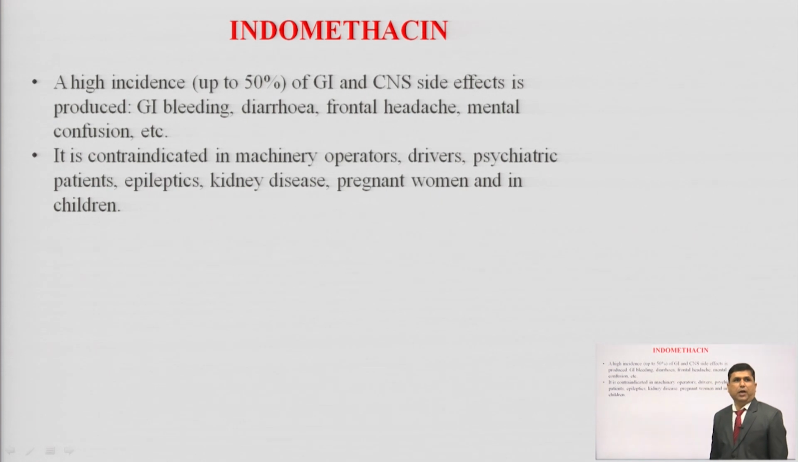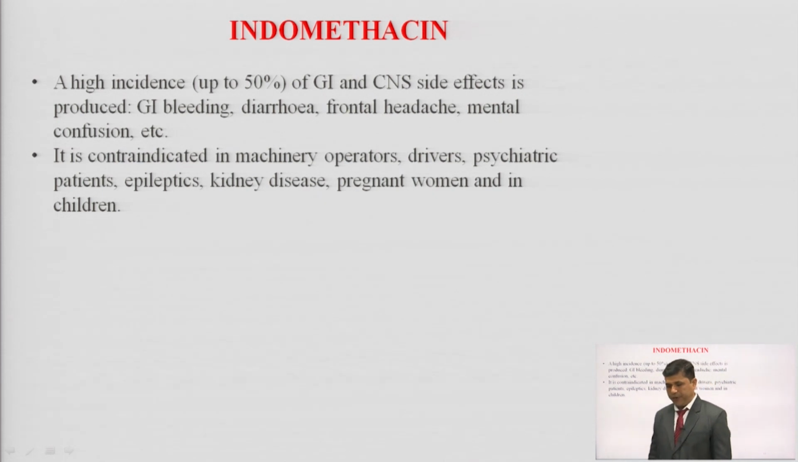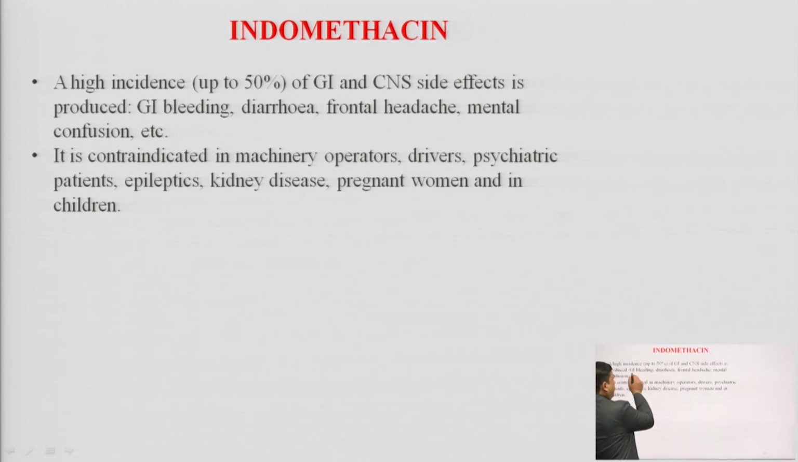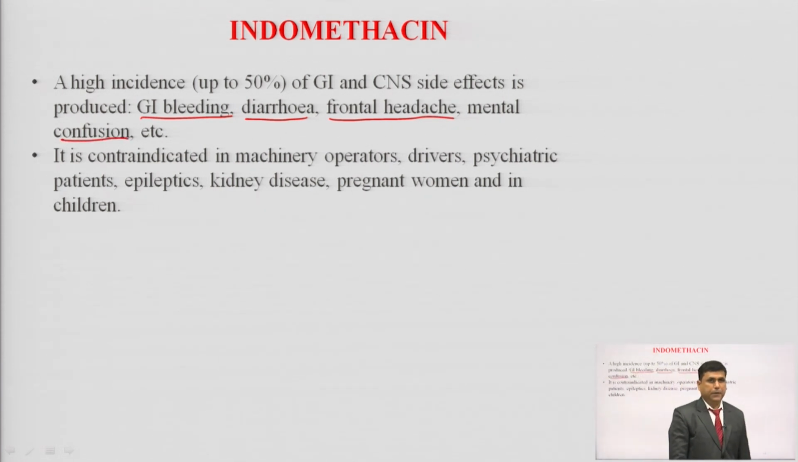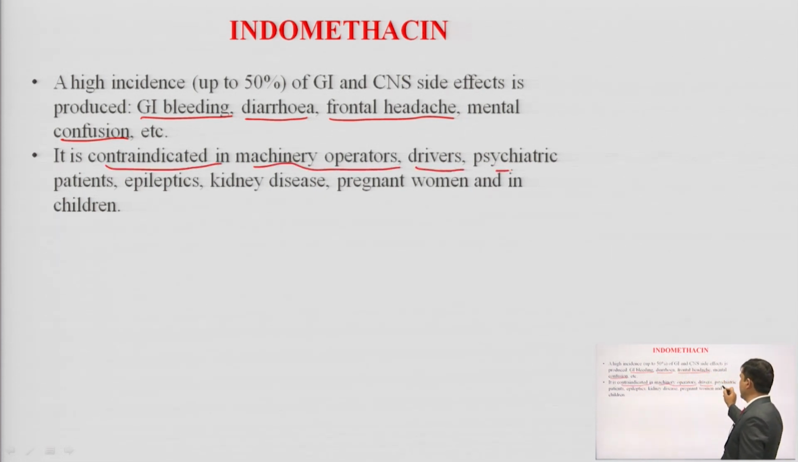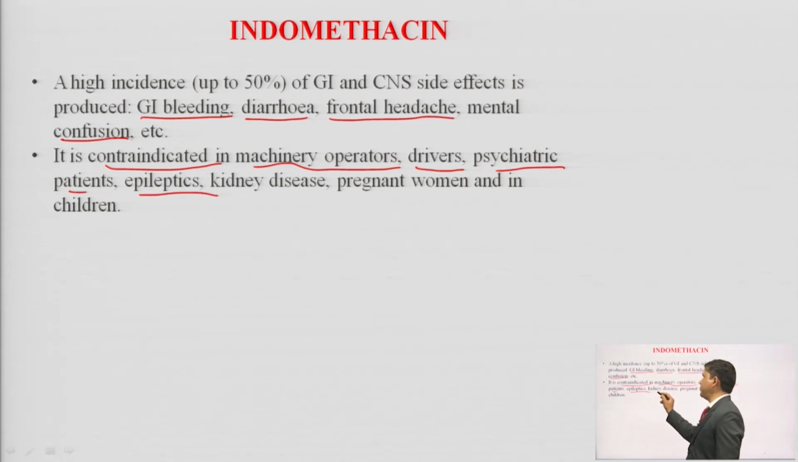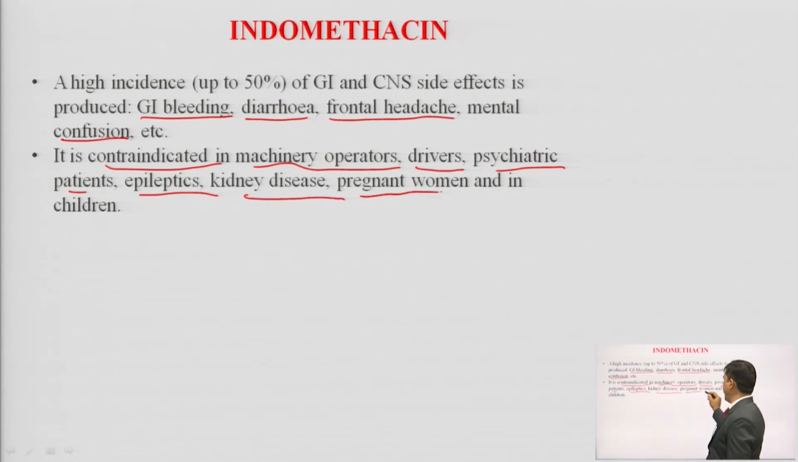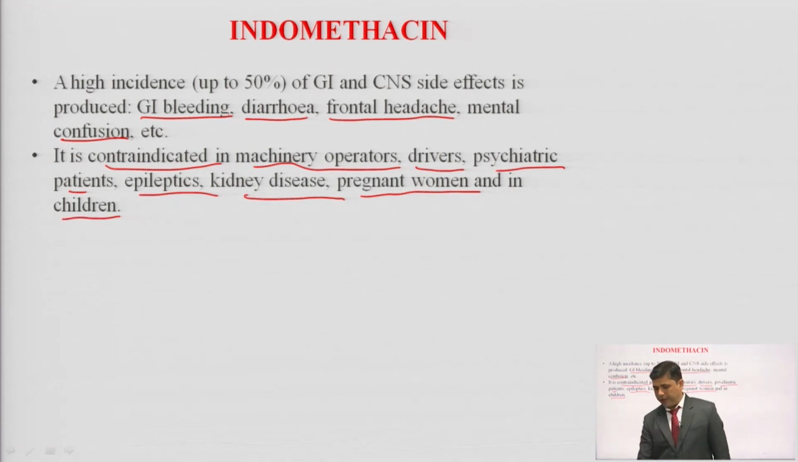Indomethacin has a high incidence of GI and CNS side effects. It includes GI bleeding, diarrhea, headache, basically frontal headache, and mental confusion. So, due to these GI and CNS side effects, indomethacin is contraindicated in machinery operators, drivers, psychiatric patients, epileptic patients, kidney patients, pregnant women and in children.